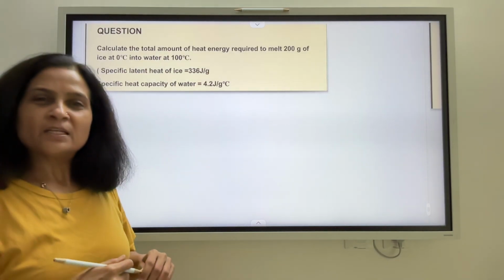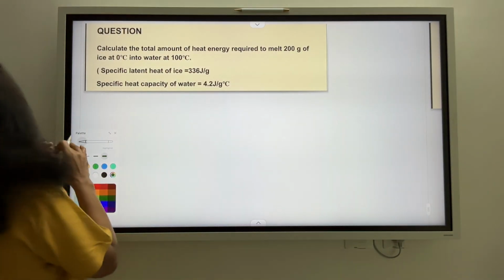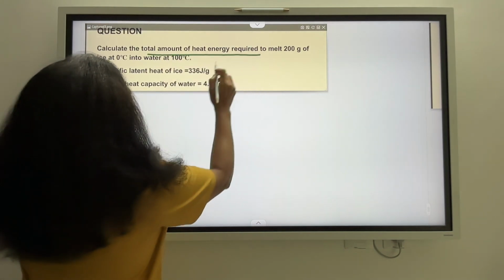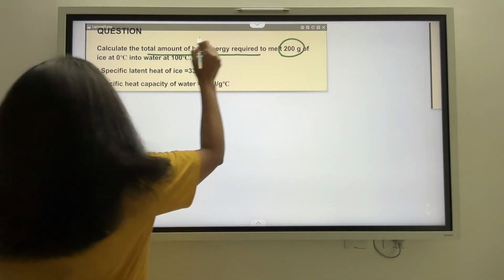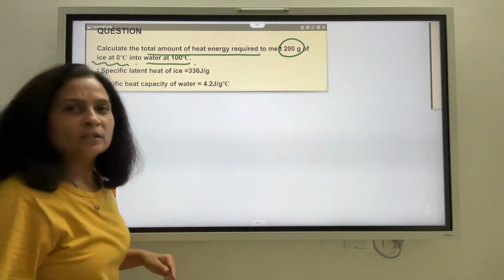This question is a very simple question. So let us look at this question. Calculate the total amount of heat energy required to melt 200 gram of ice at 0 degree into water at 100 degree.